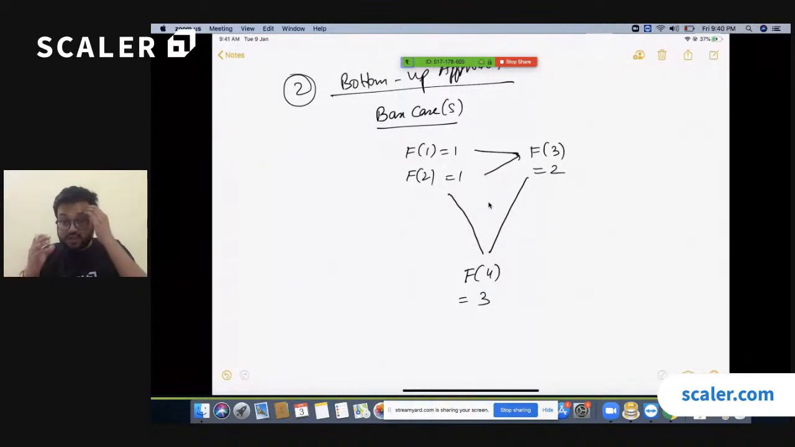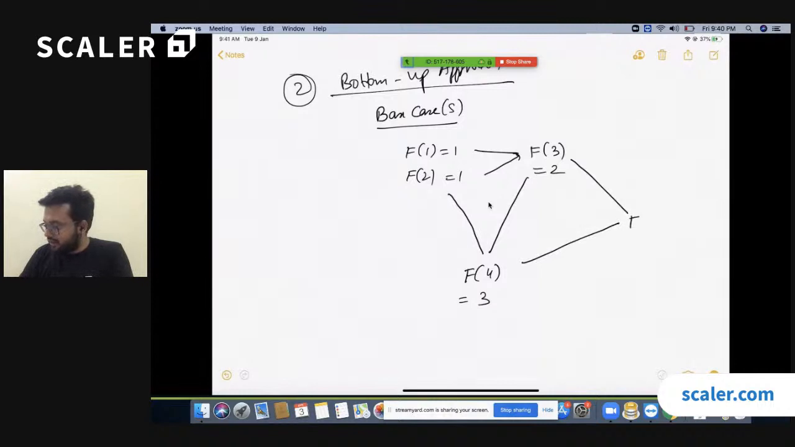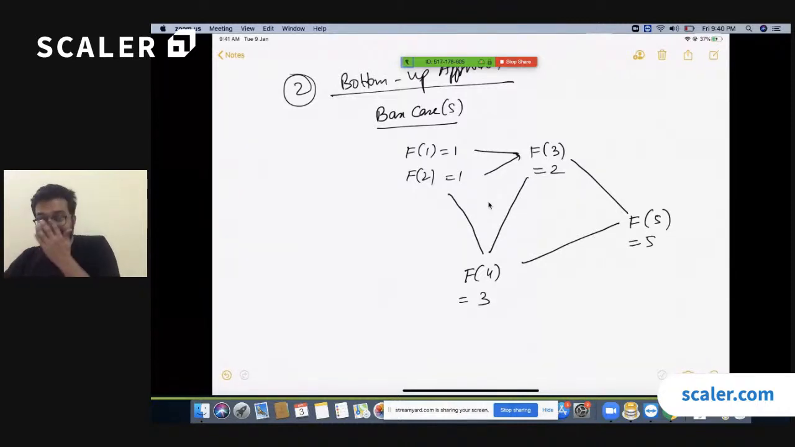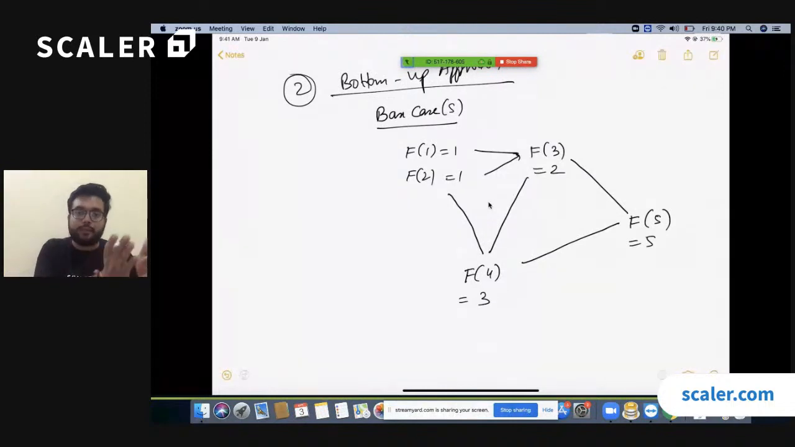Now you have constructed the answers till f of 4. Now you can construct thereafter as well. So now you can use the answer to f of 3 and f of 4 and create the answer to f of 5, which happens to be just the sum of them, which happens to be 5. So you would see that you can just keep on creating answers, constructing answers in the bottom-up approach as well.